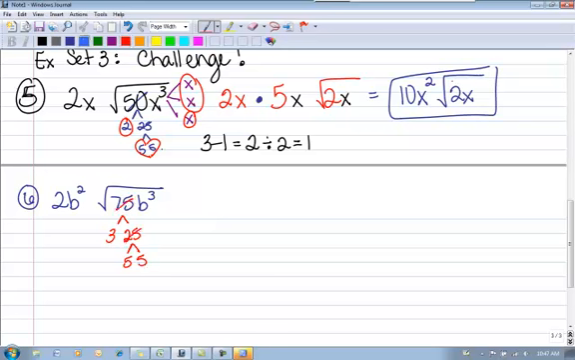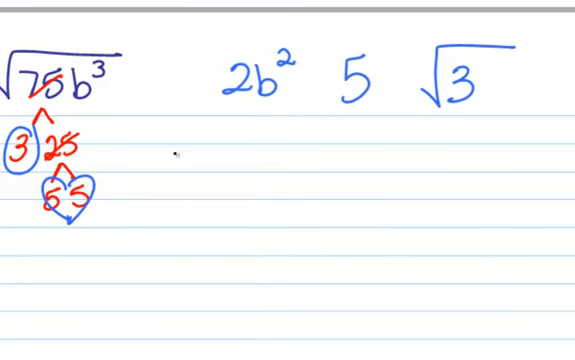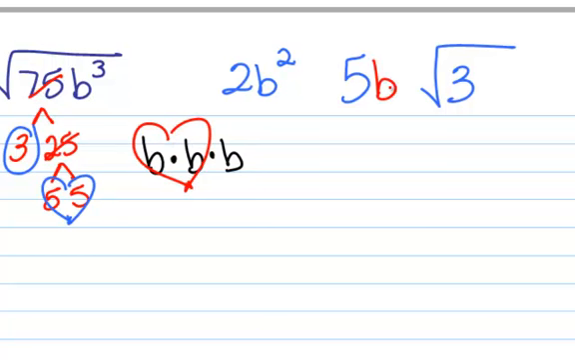And there's a pair of 5s, so I'm going to take those and pull them out. There's already 2b squared, so I'm going to write that outside automatically. Then I'm going to write the 5 outside. I'm going to make my radical, and there's a 3 left at home because it had no pairs. And then I can either write out 3 b's and pair them up and pull them out. So here's a pair of b's. So I write 1 b outside the radical, and then there's 1 b left at home.